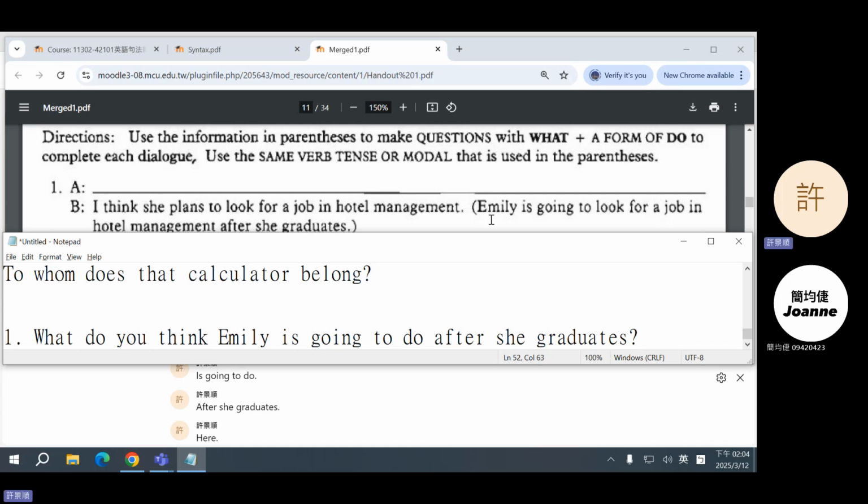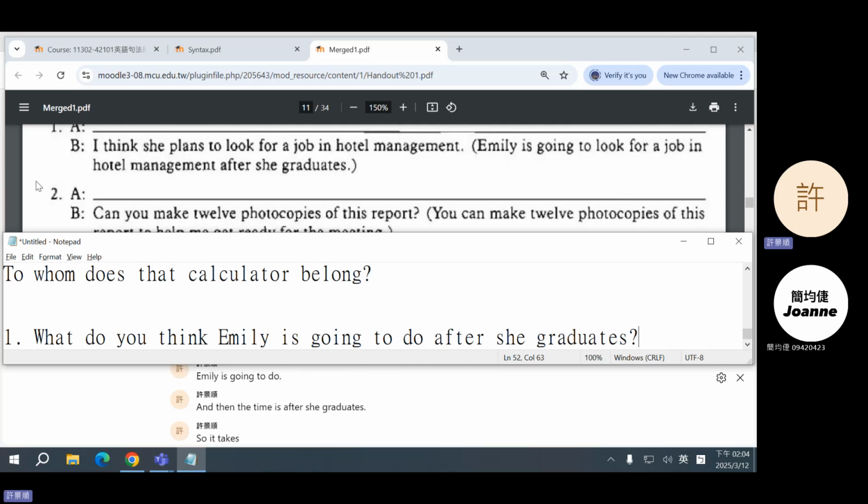So this is the answer because you have to begin with what, you have to begin with do, and then the answer begins with I think. So what do you think? And then she is, of course, Emily. And the answer is plans to look for. So the key information is some kind of action. So that's what you're going to ask about. Emily is going to do. And then the time is after she graduates. So it takes a little more thinking to do these questions.